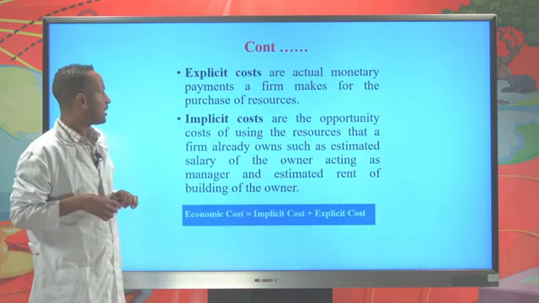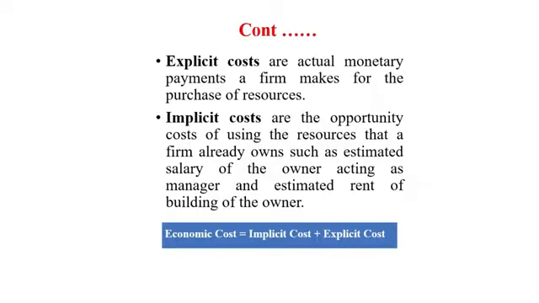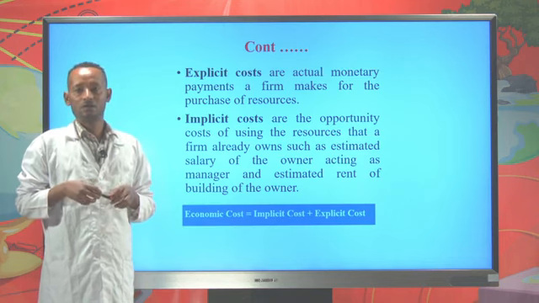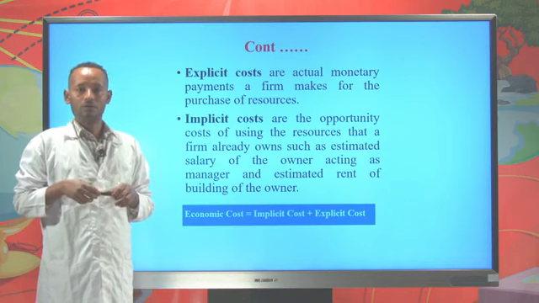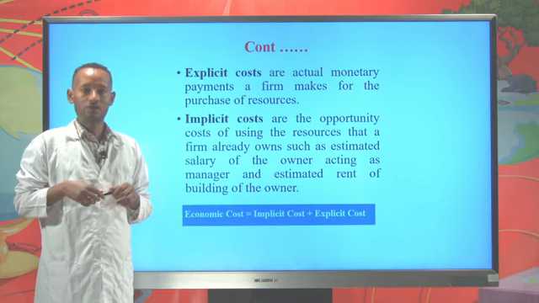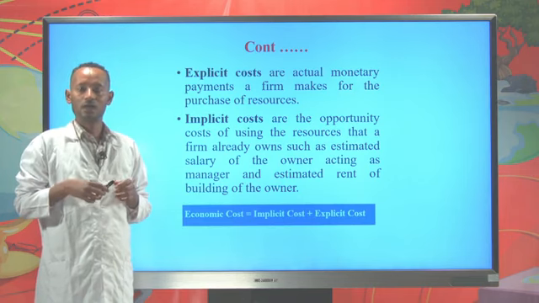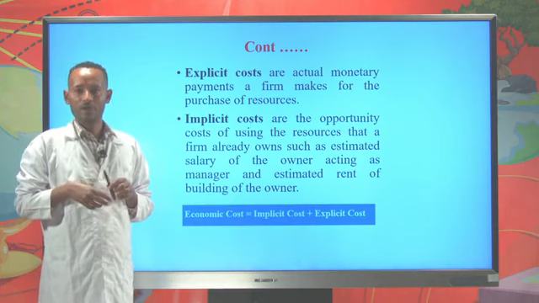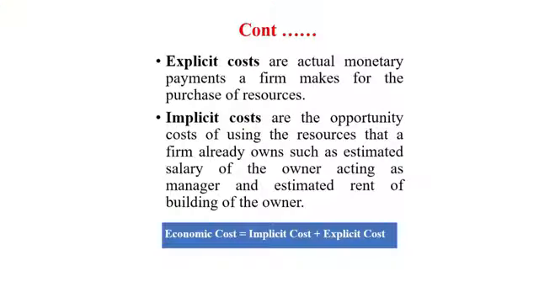Explicit costs are actual monetary payments made by the firm for the purchase of resources. These explicit costs are out-of-pocket expenditures. Expenditures made for the purchase of oil, natural resources, raw materials, and electricity are all considered explicit cost. But implicit costs are those costs that are incurred by the owner.